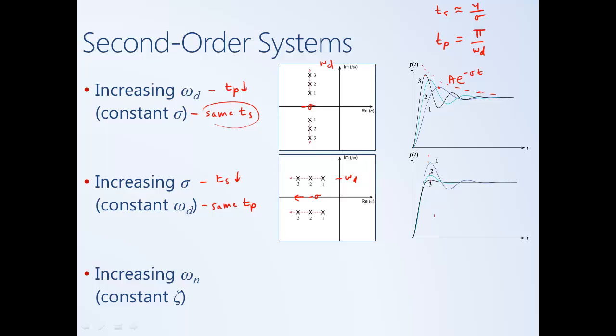And then finally, let's look at a situation where omega n is increasing and zeta is constant. Think about what that means in terms of the movement of the poles in the complex plane.